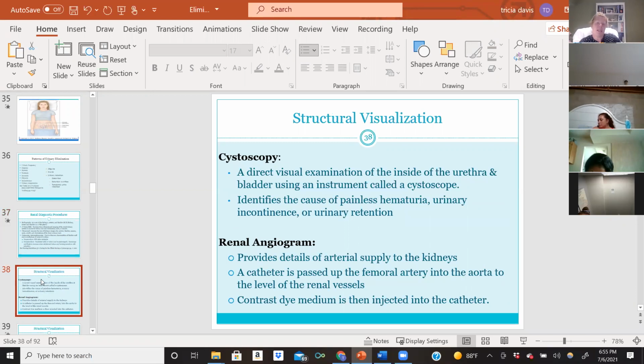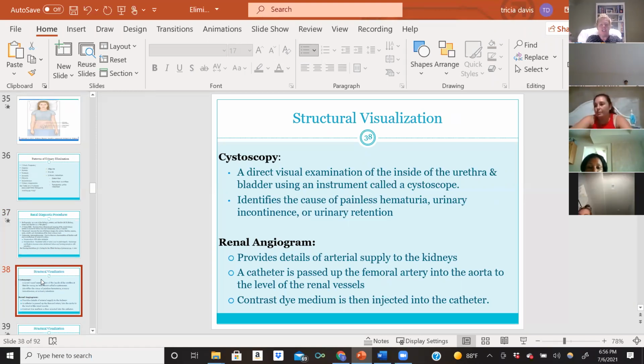So a cystoscopy is a direct visual examination of the inside of the urethra and the bladder using an instrument called a cystoscope. It identifies the cause of painless hematuria, urinary incontinence, or what's causing urinary retention.